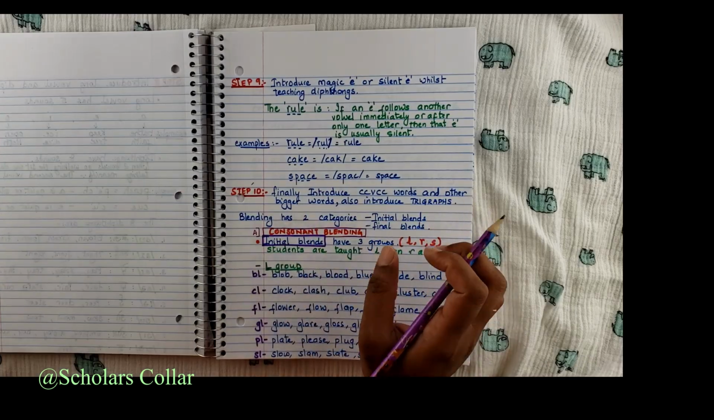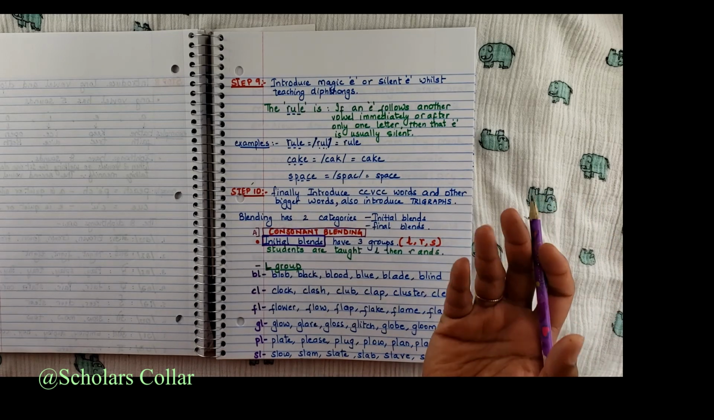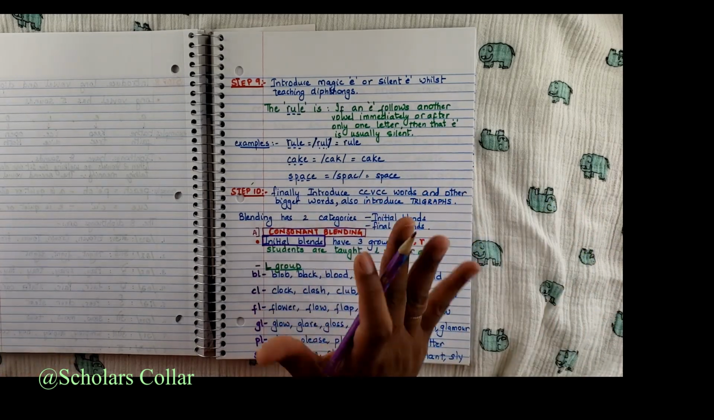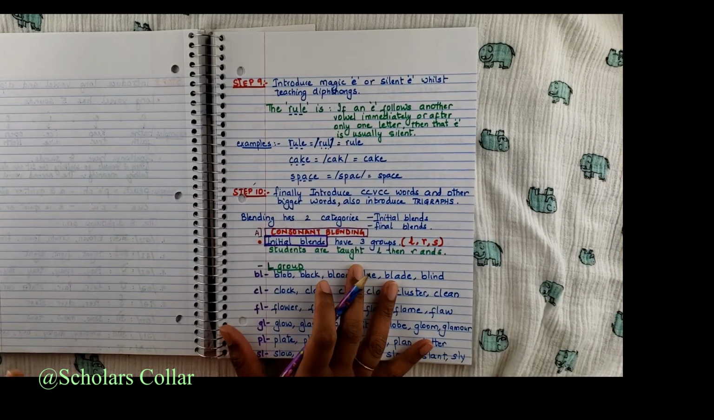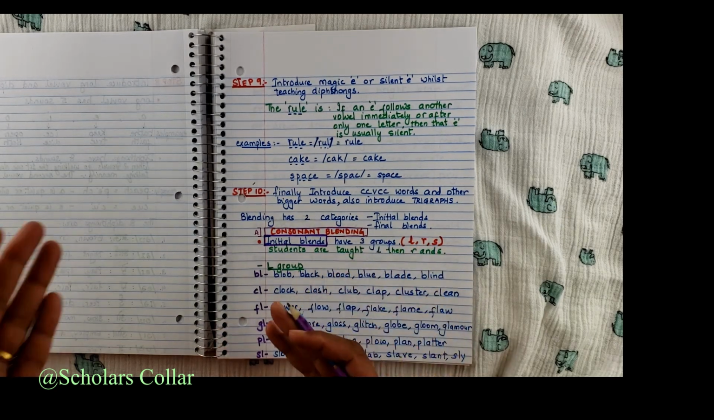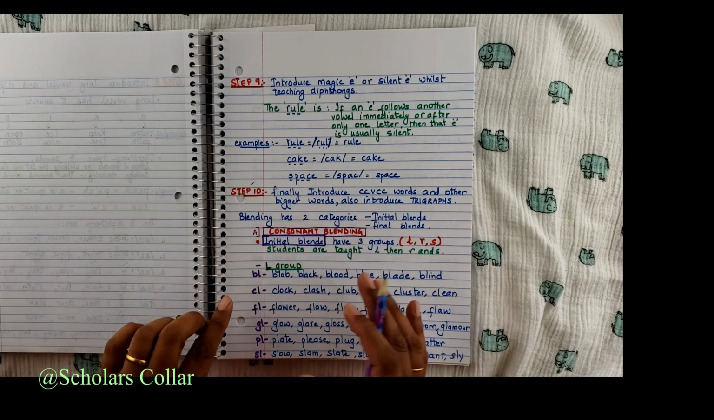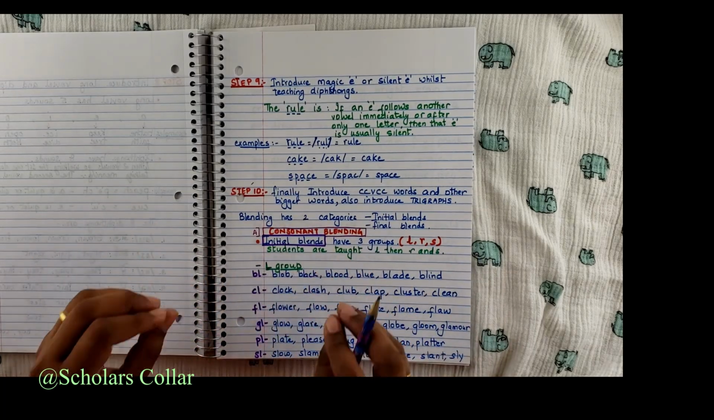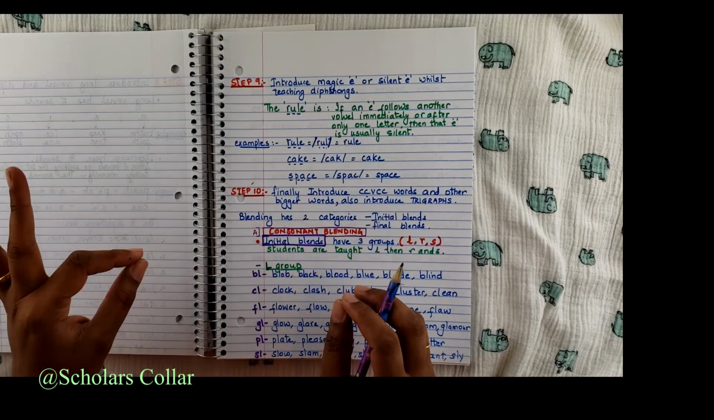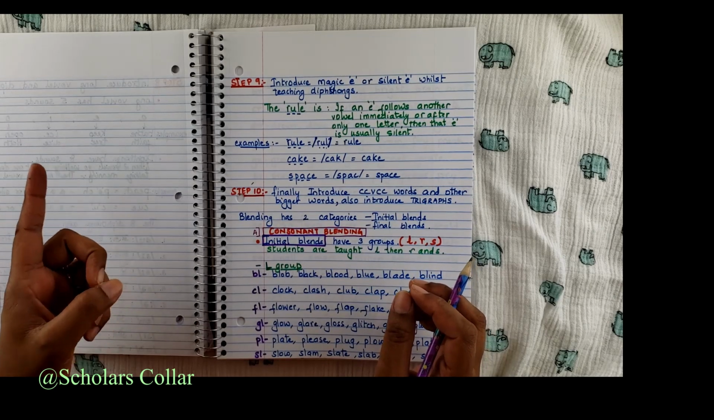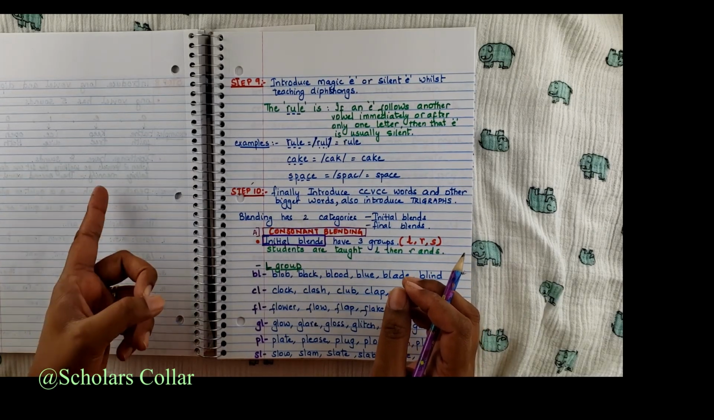Finally, introducing ccvc words and other bigger words, also introducing trigraphs. This is step number 10. I promise we're done. Here we have consonant blending. I love blending, and I hope this will work for you because this is a lot of information. And here we have 3 groups. Remember, this is very important. I did not mention this in my previous video that I made on digraphs and trigraphs.